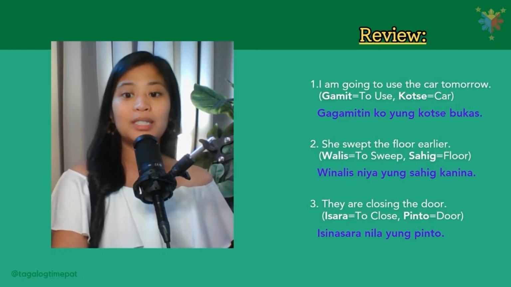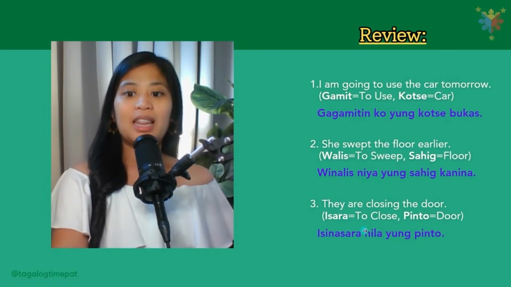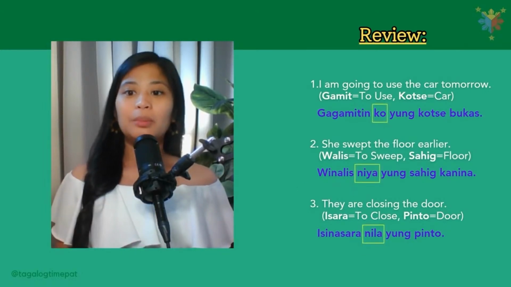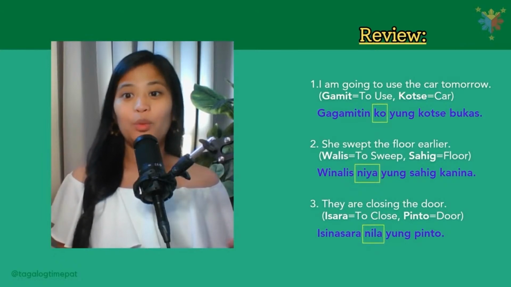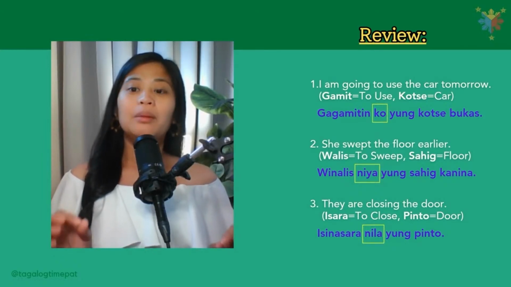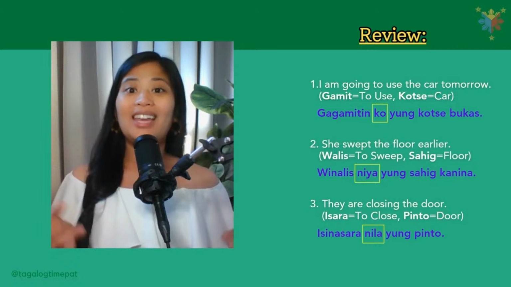Isinasara is the present tense conjugation of isara, which means to close. Nila means they. So here are the possessive pronouns we already know. We've been using them with a verb, but today we will learn how to use them with a noun.